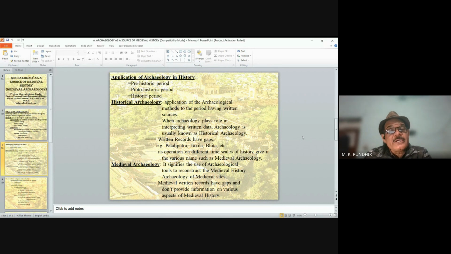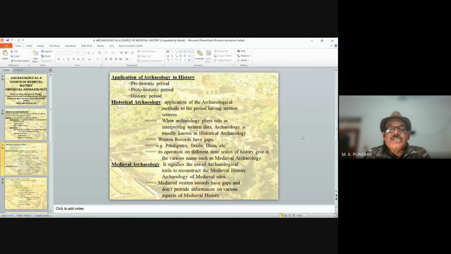Now, how did archaeology play a role in the historic period? Archaeology has been applied to verify, to confirm, for the reconstruction of the historic period where we have written sources. This is a new term, and we prefer to call this aspect historical archaeology. Historical archaeology, in other words, can be defined as the application of archaeology to the historical period where we have written sources in large number.